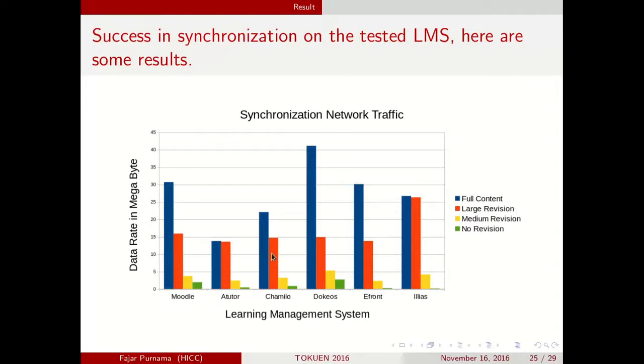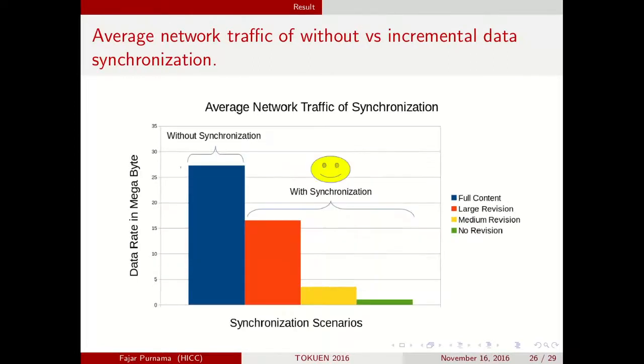The difference in the network traffic depends on how much it needed to update, which I will show you on the supplementary slide. But for the discussion, I made the average network traffic instead. So without using the incremental data synchronization, we would need to get the whole full content, which is about 29 megabyte. But if we use the incremental data synchronization, we get a lower network traffic, in other words, a better result.